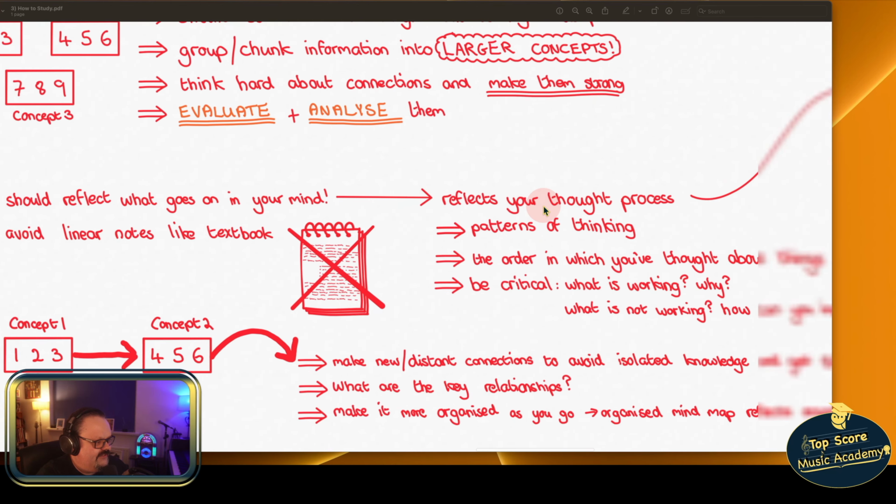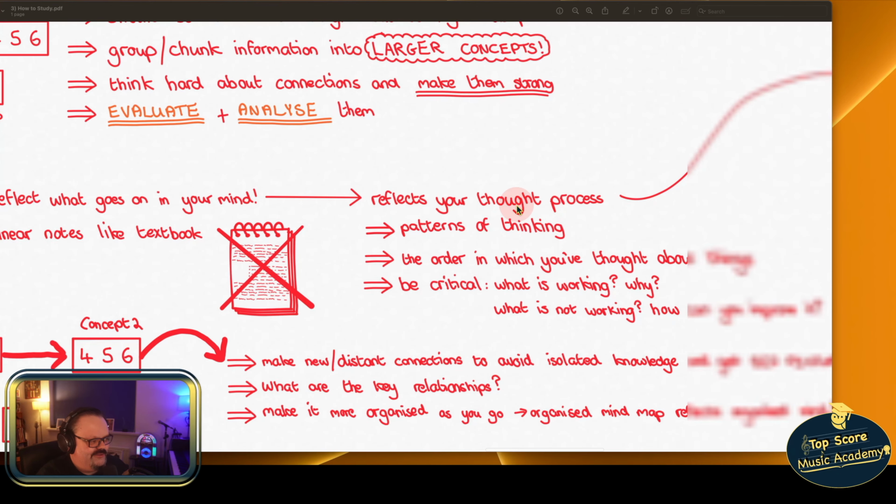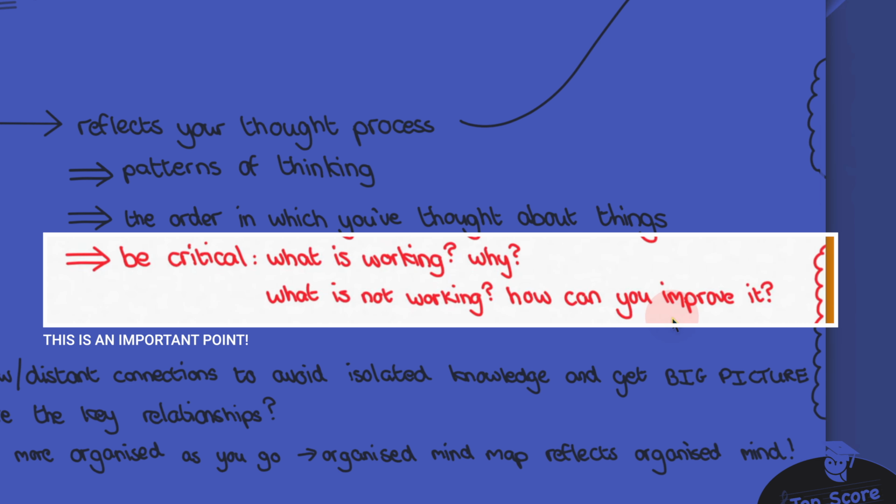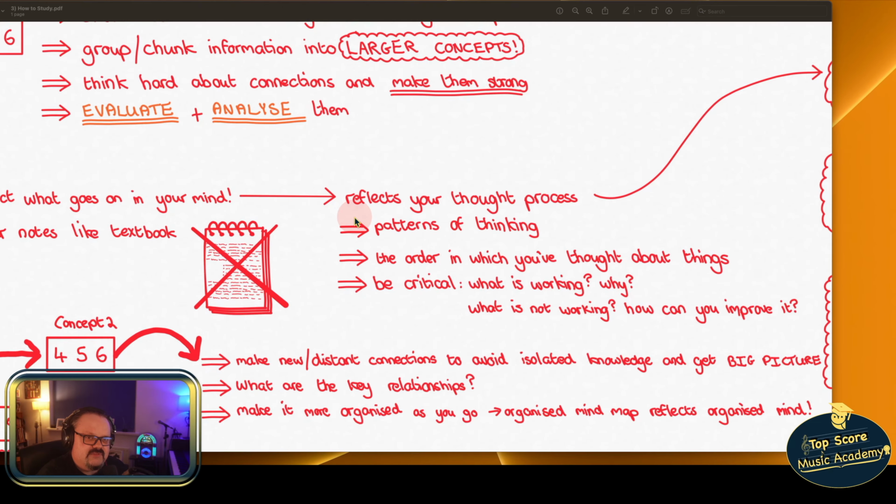The second point here, being reflective, with your mind maps, should reflect what goes on in your mind. Okay, so it should reflect your thought process, your patterns of thinking, the order in which you've thought about things. Try to be as critical as you can. What is working when you're doing this, and why is it working, or what is not working, and how can you improve it? So when you're grouping the information, or you're first creating your mind map, it should reflect what's going on in your mind about one thing leading on to the next. It should feel right to you. It should feel logical to you.